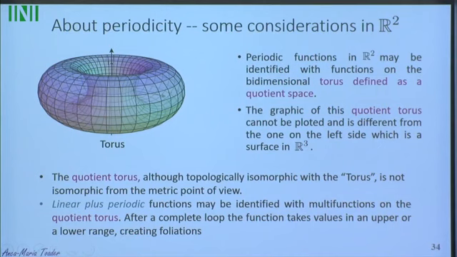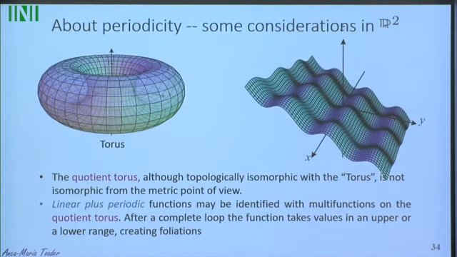And after a complete loop, the functions take values in an upper or lower range, creating foliations. Where you can see here that after a loop, you start from here. After a loop you are here, but then you are on a different foliation. And this is the linear plus periodic. So the linear part of the function makes this. Okay.